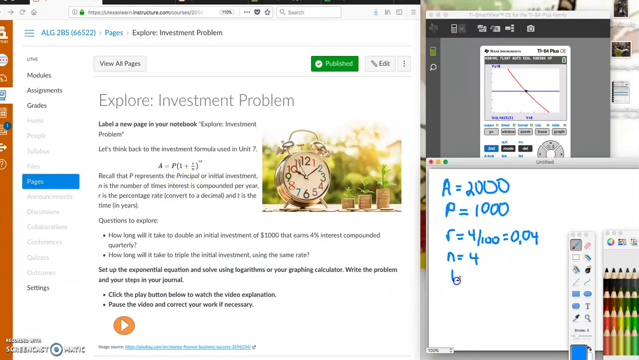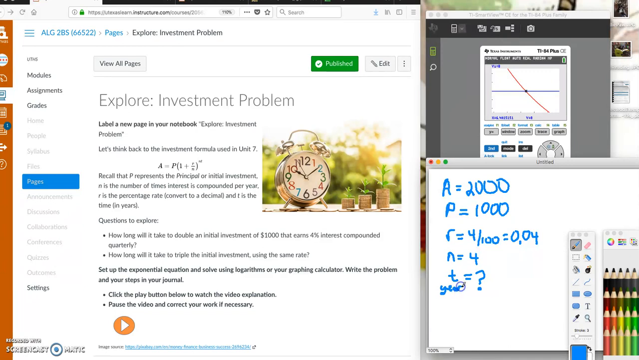Lastly, T. How many years do we do this for? That would be the question. How long will it take to double? How many years will it take? And realize that the question is asking you in years.